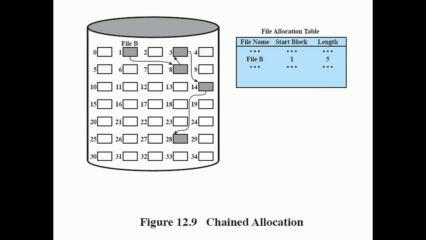See in this example, for file B, the starting block is 1 and the length is 5. It means it is stored starting at the first block, and it has 5 blocks. So 1 is the starting block, and from that we have a pointer we can track. The next block is 8, and it also has a pointer we can track, then 3, then 14, then 28. So in total, file B is stored in 5 blocks. This is the way the chained allocation mechanism is used. In this case, there is no external fragmentation.